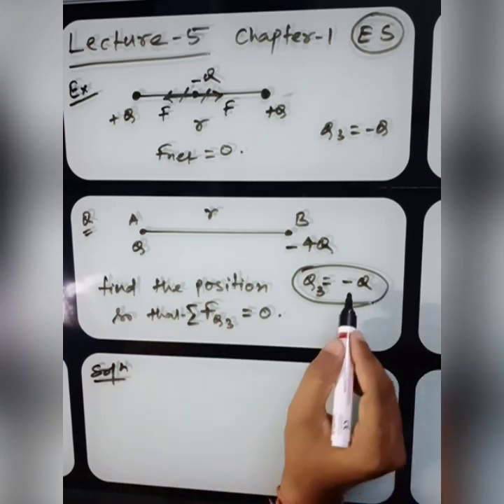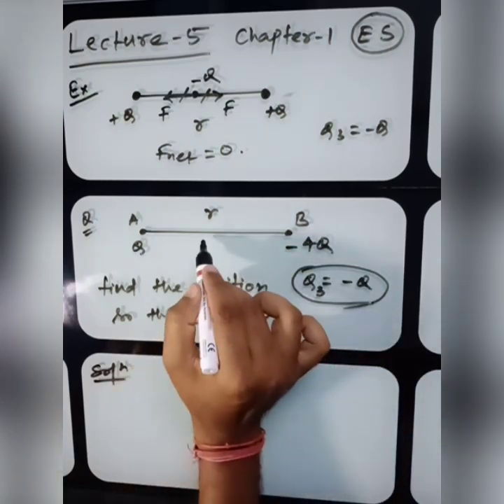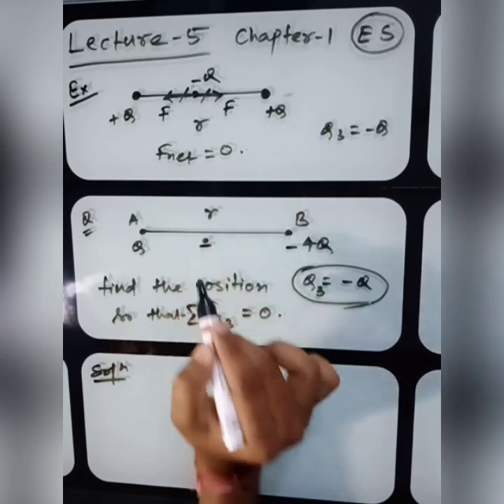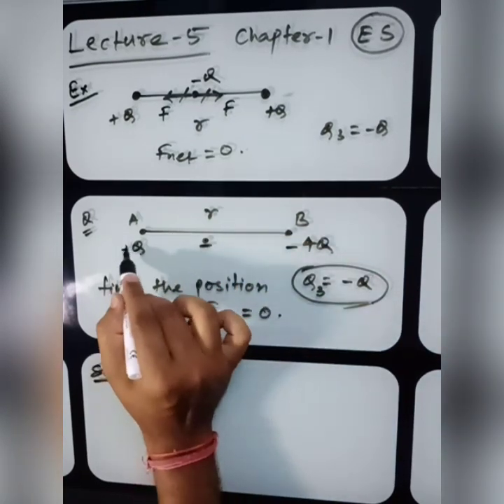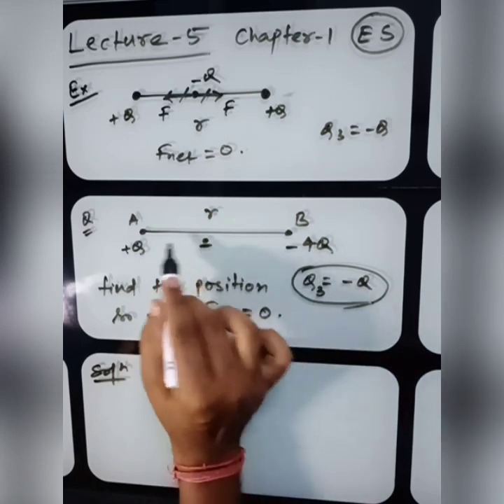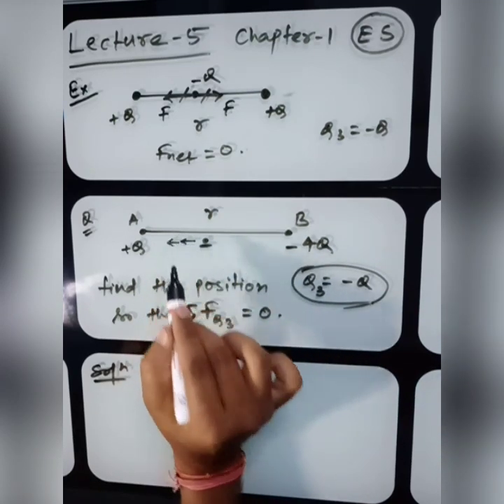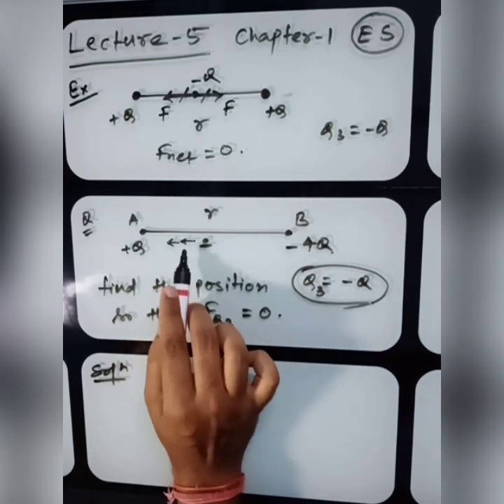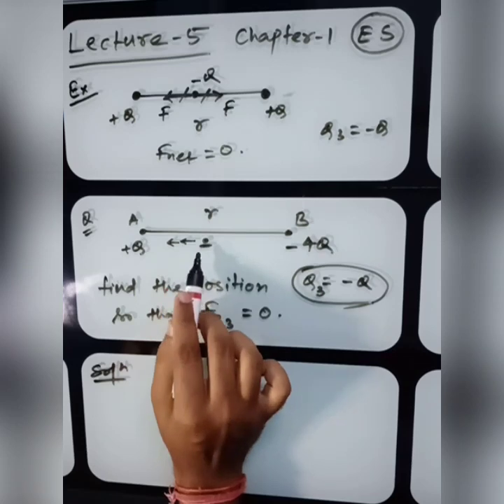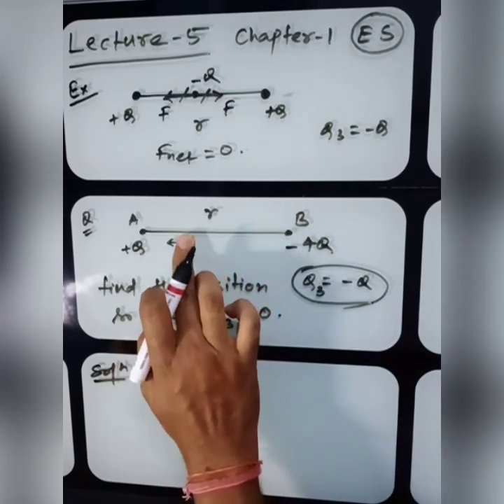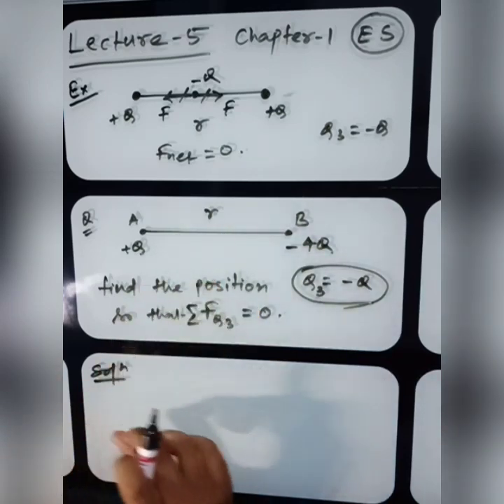If we put this minus Q in between these two charges, what will happen? This is plus and this is minus. This minus will move toward this one and this minus will repel in this direction. Here we have two forces, but both are in the same direction. So the net force will never be 0. So we cannot place this negative charge in between these two charges.